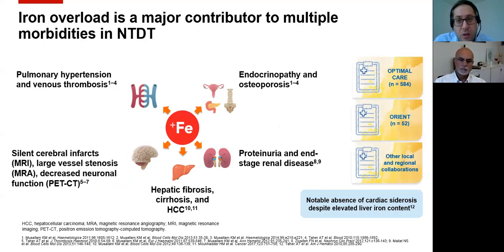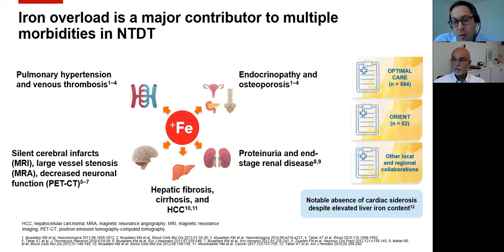Pulmonary hypertension, venous thrombosis, endocrinopathy, specifically liver disease leading to hepatic fibrosis and cirrhosis. And you can imagine we've done a lot of adjustment and multiple regressions in these studies to make sure that we're looking at the direct effect of iron overload rather than iron overload being just a marker of the severity of ineffective erythropoiesis itself. One thing that was interesting in our observation is that we were not able to document any effects on the heart per se, so no cardiac iron overload, at least on the MRI studies.